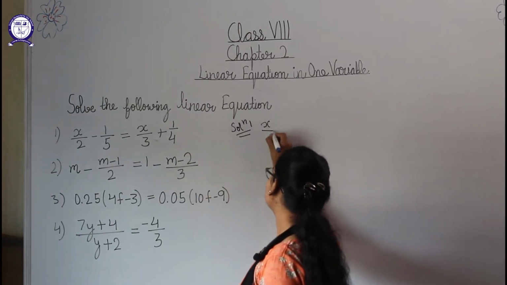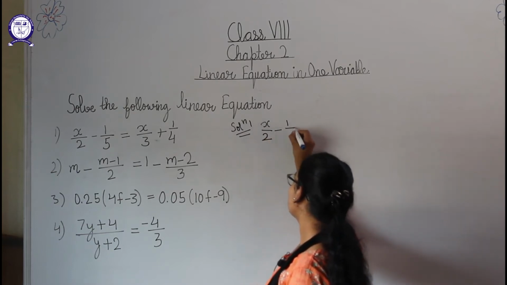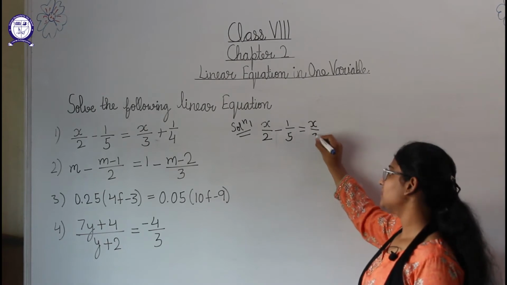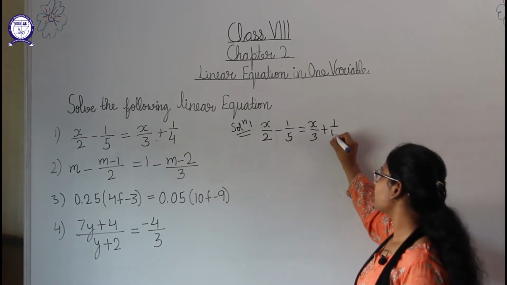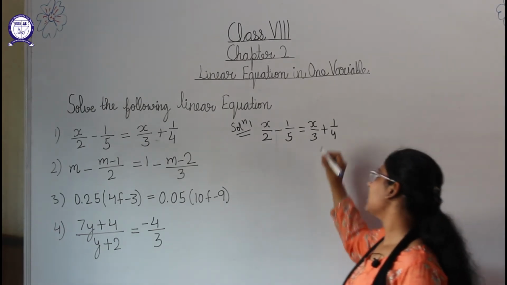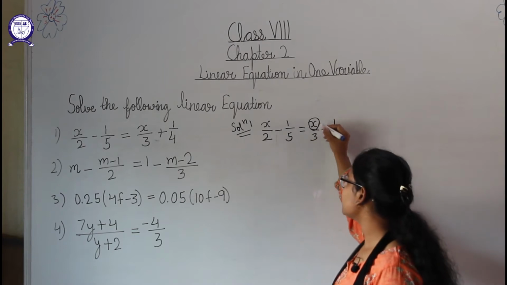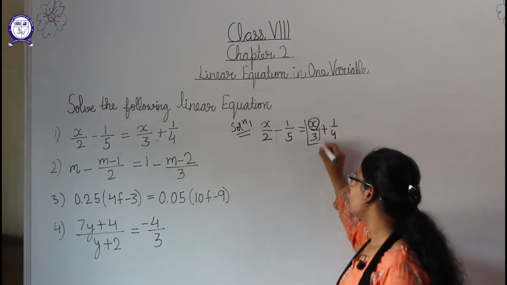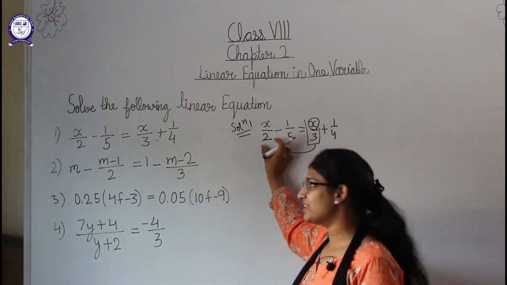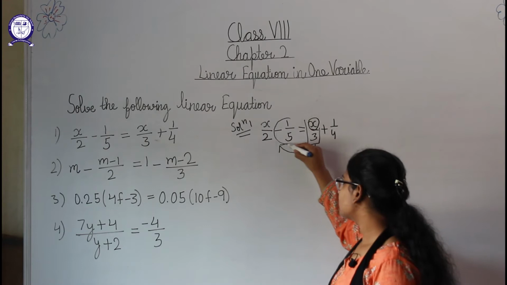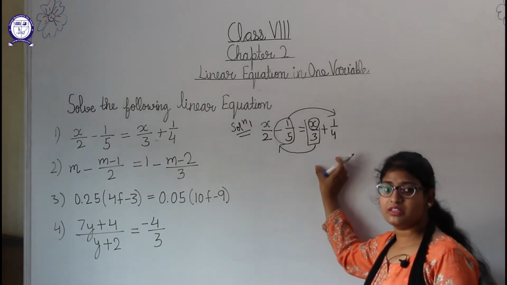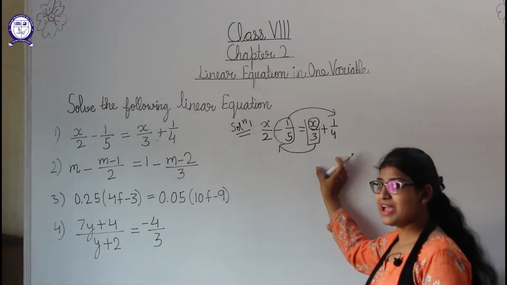So x by 2 minus 1 by 5 equals x by 3 plus 1 by 4. This is our question. Students, as I told you, we will take the variable terms, meaning we will take this whole term to that side so that both these variable terms will be together, and we will take this constant term to that side, so that the constant terms will be together and it will be easy for us to calculate.